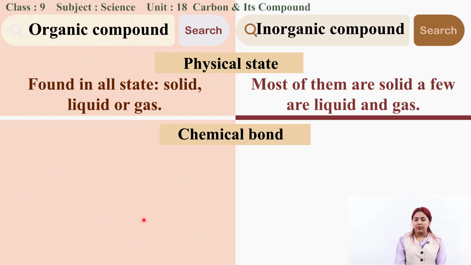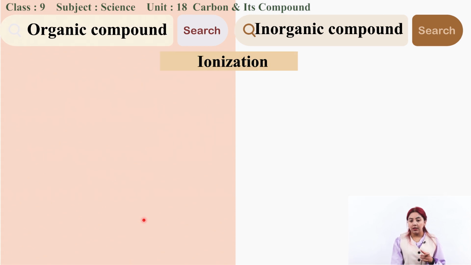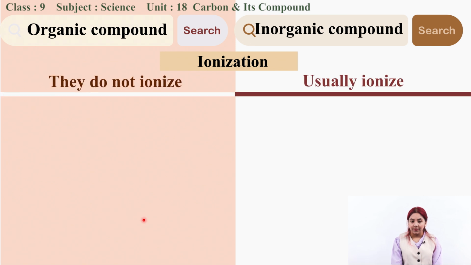Now, another difference is chemical bond. So, what type of chemical bond do organic and inorganic compounds have? Yes, organic compounds have covalent bonds and inorganic compounds have electrovalent bonds. Now, another difference is ionization. Now, which of the compounds ionize, and which of the compounds do not ionize in water? Yes, organic compounds do not ionize, but inorganic compounds ionize.